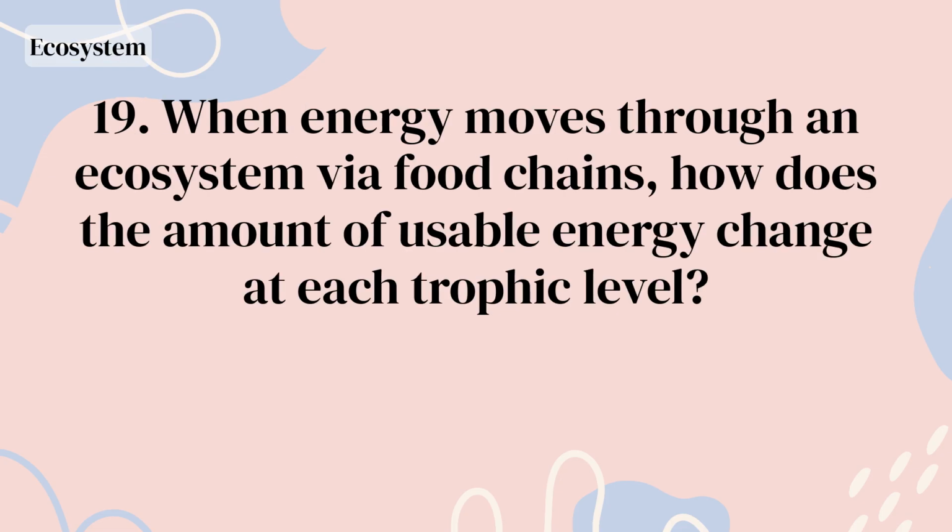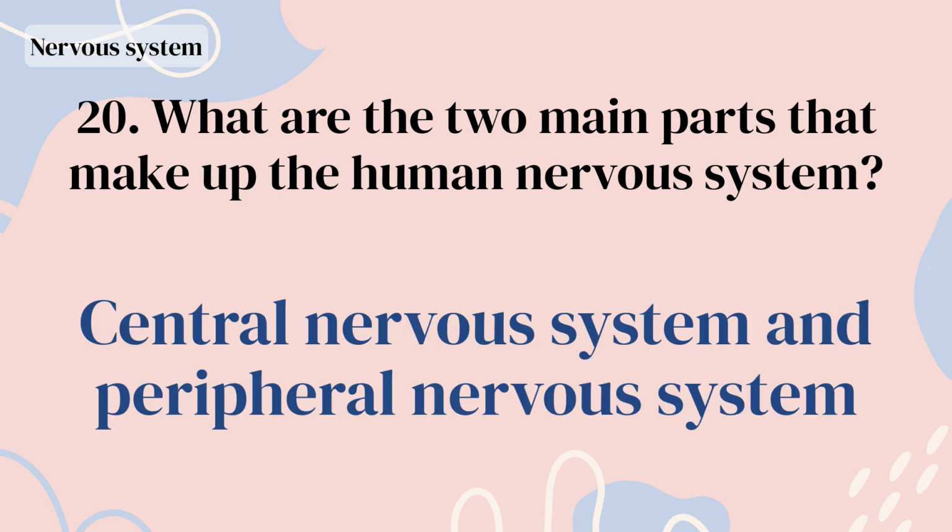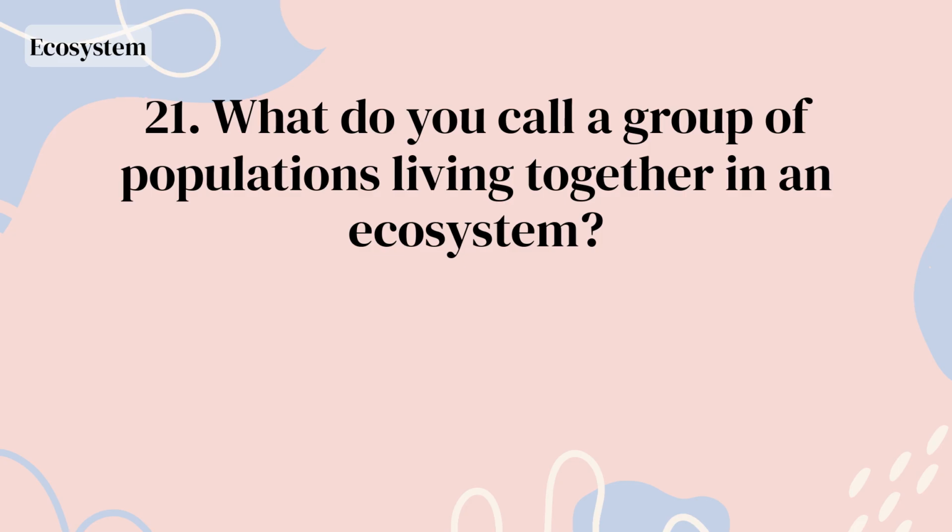Which organelle breaks down proteins within the cell? Lysosome. When energy moves through an ecosystem via food chains, how does the amount of usable energy change at each trophic level? It decreases. What are the two main parts that make up the human nervous system? Central nervous system and peripheral nervous system. What do you call a group of populations living together in an ecosystem?